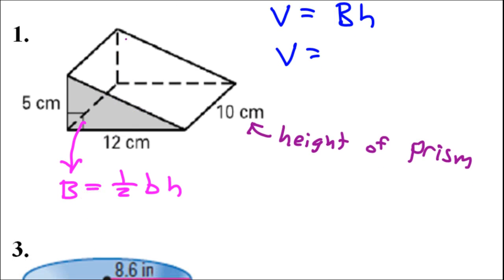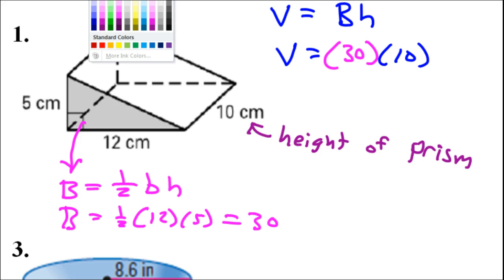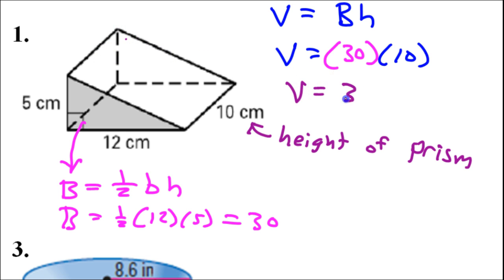So anyway, the area of this base, the triangle, is 1/2 base times height. So that's 1/2 times 12 times 5. 12 times 5 is 60. Half of that is 30. So that gives us the volume is area of the base times the height. So that's 30, and then the height is 10. And of course 30 times 10 is 300. And volume has cubic units, so 300 cubic centimeters.